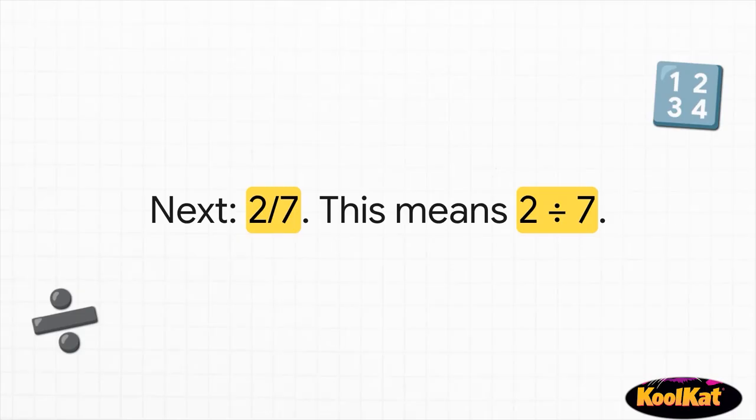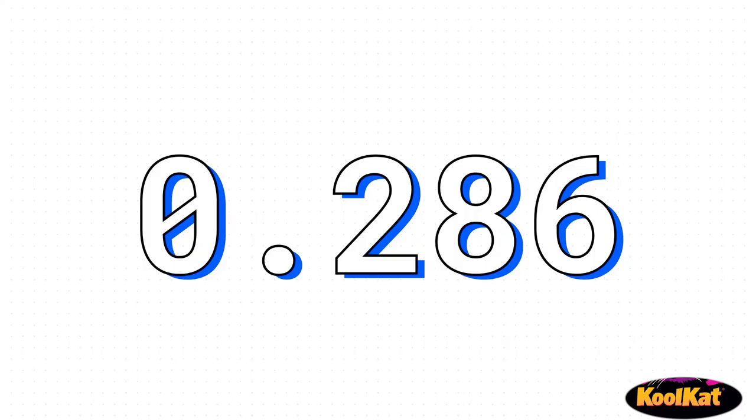All right, next up is David's 2/7. We're going to do the exact same thing, no curveballs here. It's just 2 divided by 7. And the calculator gives us a long decimal, but we can just round it to 0.286. That's all we need for our comparison. See how much clearer that is than 2/7?